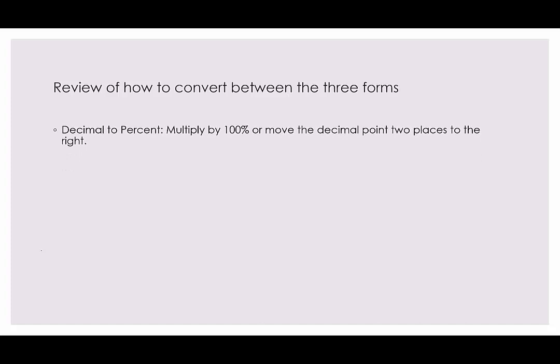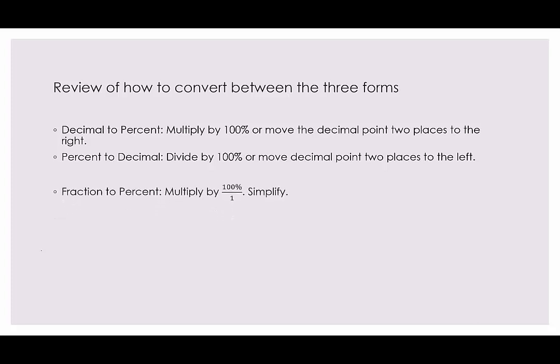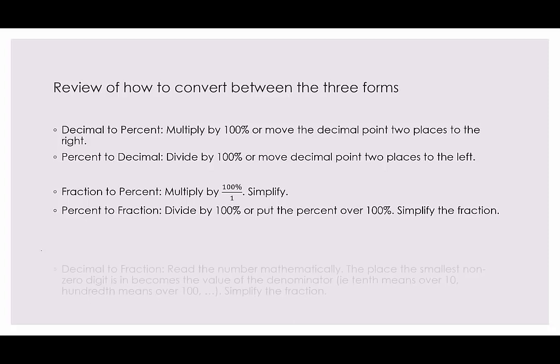For a decimal to a percent, we multiply by 100% or move the decimal point 2 places to the right. Percent to decimal, we divide by 100% or move the decimal point 2 places to the left. A fraction to a percent, we multiply by 100% over 1, and then we simplify the fraction. Percent to fraction, we divide by 100% or put the percent over 100%. Then the percent signs cancel, and we would also simplify the fraction if we can.